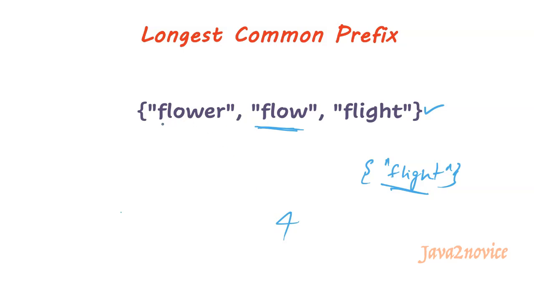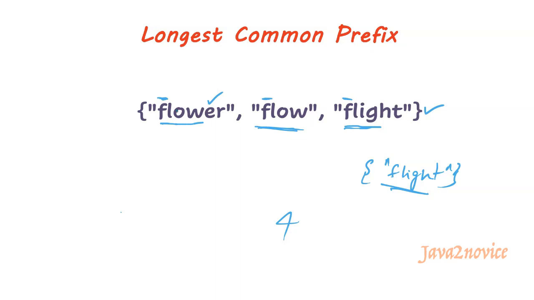In flower, we will consider only the first 4 characters. Flow, anyhow, is the minimum length string, so we are going to consider all characters. Now, we will take the first string, which is flower. We will take the first character and match it with the other strings' first character. Here, F is the first character, and when you match with the other strings' first character, it is matching. Other strings also have the first character as F.